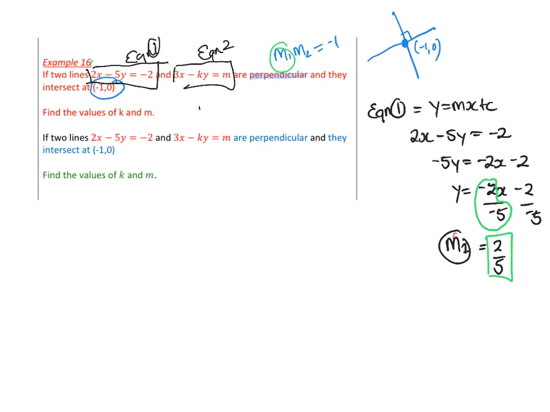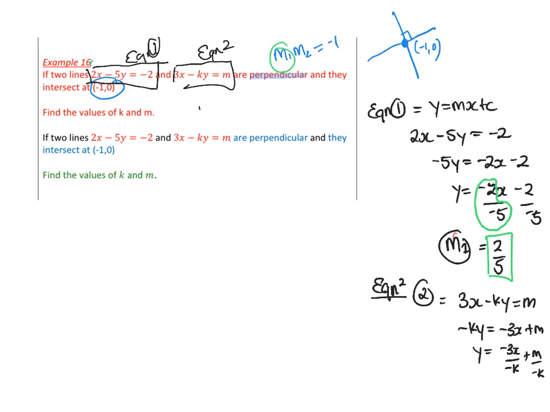And now I'm going to do it again for equation 2. And it's going to be 3x minus ky equals m. So remember, the number in front of x is always the gradient, yeah? So I've got -ky equals -3x plus m. So y will be -3x divided by -k, or m divided by -k. So what's the gradient for this one? It's this number, which is? Yeah, but that'll become positive, won't it? 3 over k, yes? So that's m2. All right, so we've got that one up here now.